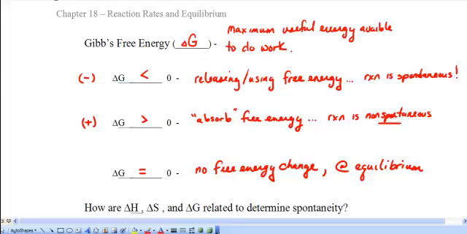And that system cannot change once it is at equilibrium unless you take it out of equilibrium, which means that you're going to have to be influencing it from the outside. But once something is at equilibrium, it is not going to change in free energy. Delta G would be equal to 0.